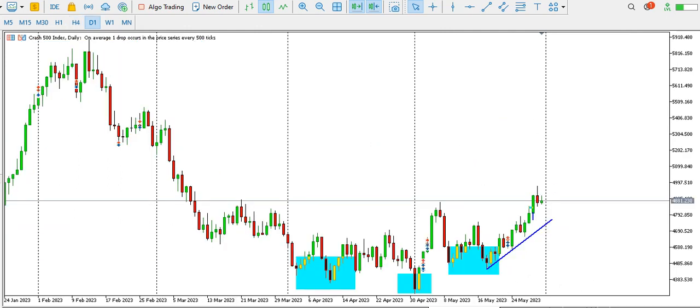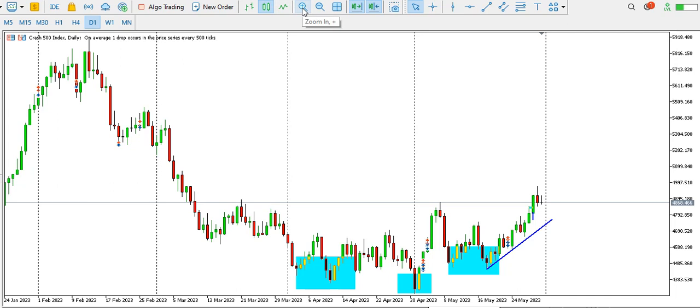Okay, Boom Crash 500 index. For Crash 500 index, we can see that price has broken the long term range. Price has been ranging for the last 3 months and price has broken that range. The range got broken a couple of days back with this current candlesticks for us to have something like an inverted head and shoulder on the daily time frame. So the scope for Crash 500 index for now is bullish.